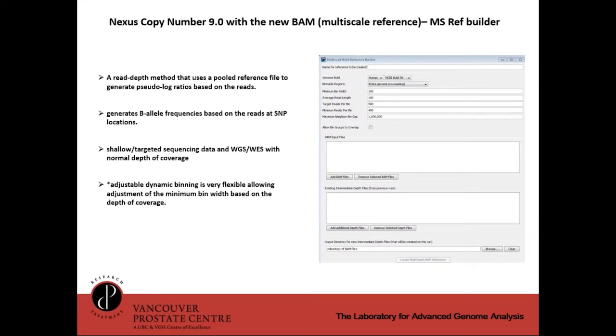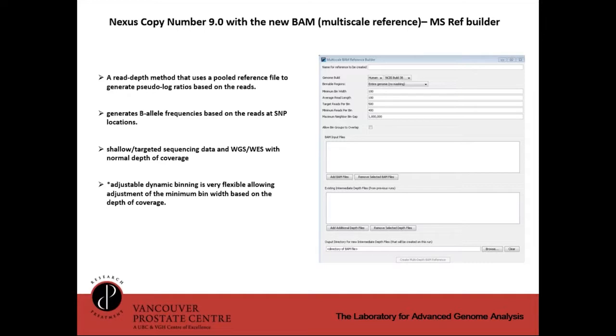So I know Zeyway's already given a webinar on the multiscale reference tool that's now coming with Nexus 9. So I'm not going to go into the nuts and bolts on this because he's already done it, but I just wanted to touch on a couple of things that I really think should be mentioned again that make this stand out. So it's based on a read depth method that uses a pooled reference to generate pseudo log ratios based on reads. Pretty straightforward. But what's pretty neat is that it actually generates B-allele frequency plots based on reads at SNP locations, and I'm going to go over how important that is later with several examples.